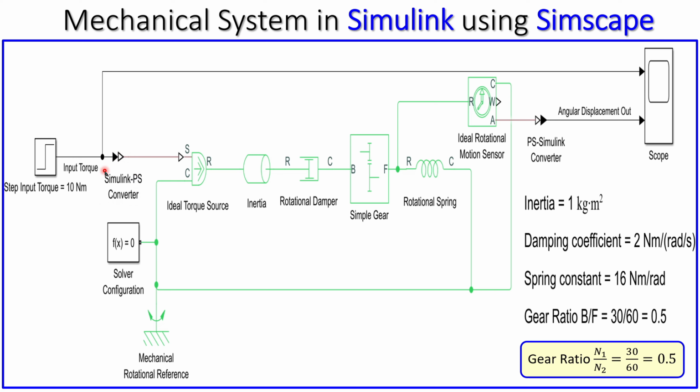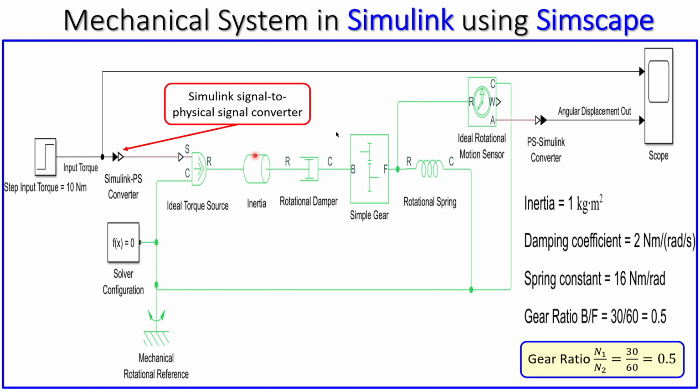I have what's called the Simulink signal to physical signal converter. This green part is completely the mechanical domain, while the part outside in black is the Simulink signals. We have this torque source, which applies the torque here. We have the inertia, this rotational damper, and then this gearbox.